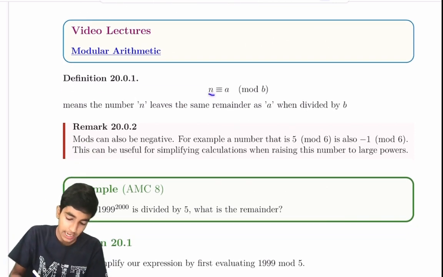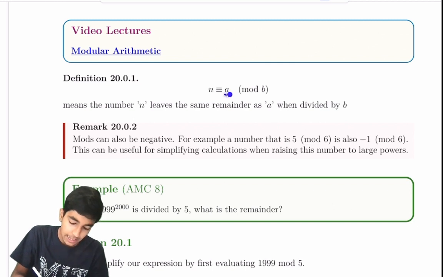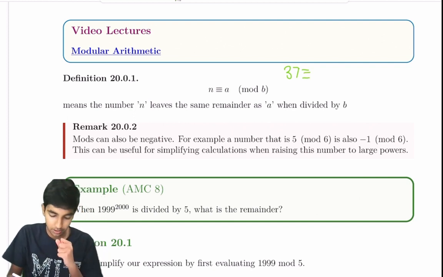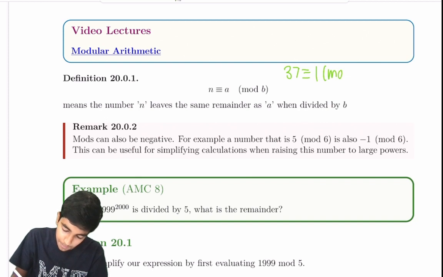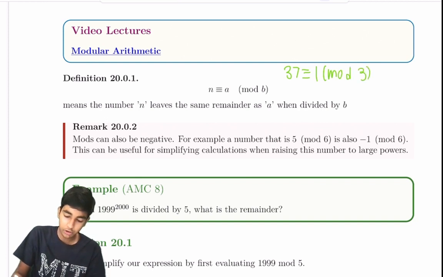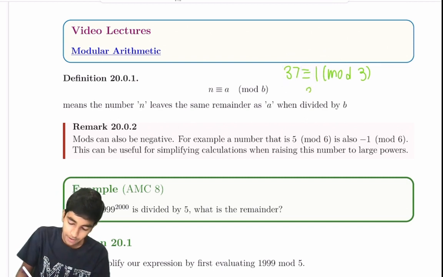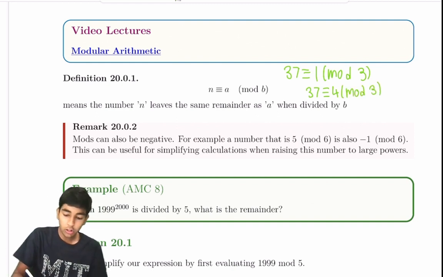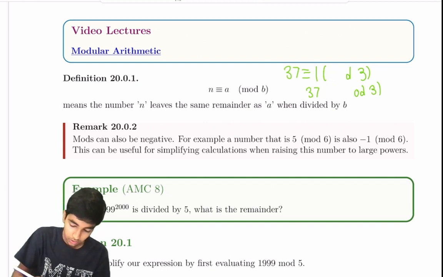So we say number n is a mod b if n leaves the same remainder as a when divided by b. For example, 37 is equivalent to, not equal to, equivalent to 1 mod 3 because 37 leaves a remainder of 1 when divided by 3, and so does 1. Similarly, we also have 37 is 4 mod 3, right? Because they both leave a remainder of 1 when divided by 3. And it's also equal to negative 2 mod 3.